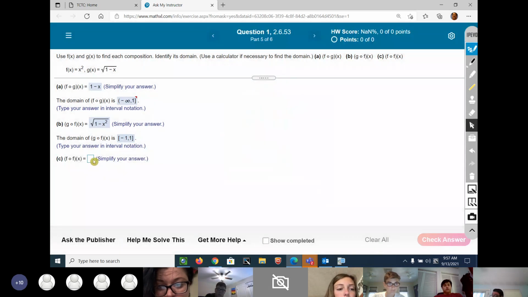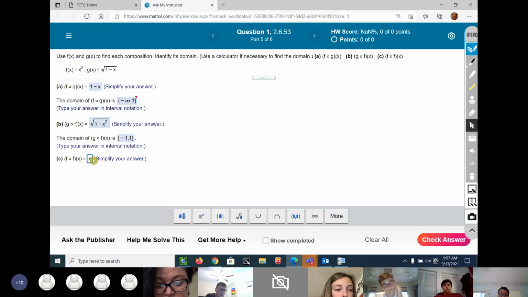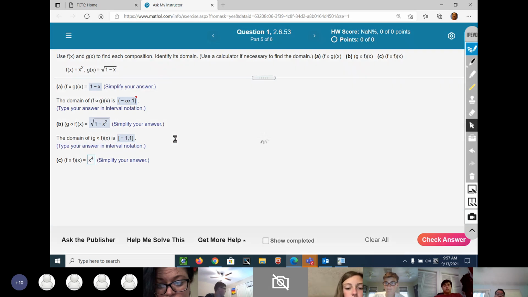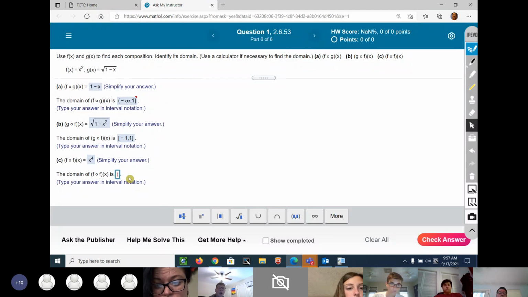F composed of F is x to the 4th, and that'll be all real numbers. Because you can plug anything into x to the 1st, x to the 2nd, x to the 3rd, x to the 4th. So negative infinity, comma, positive infinity.